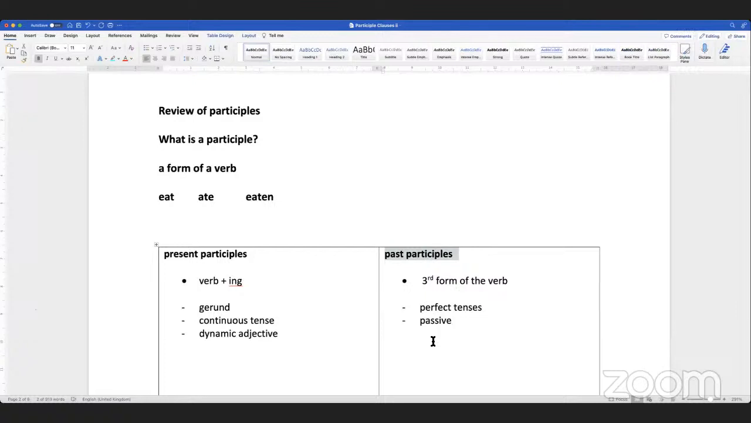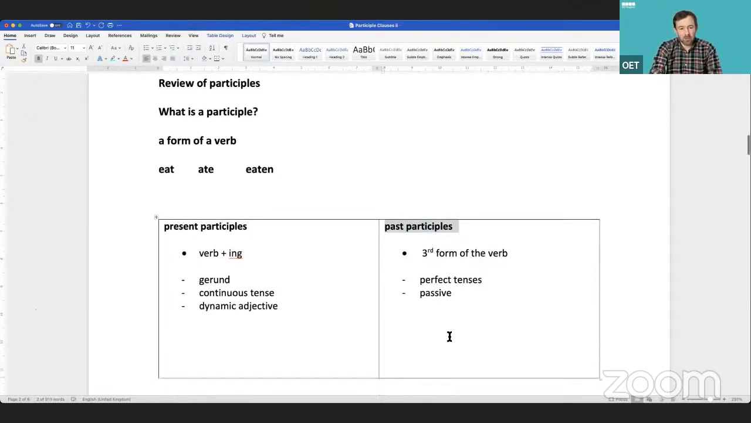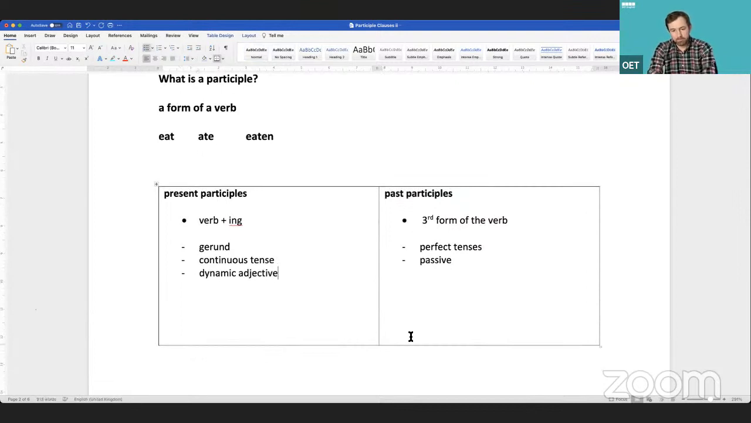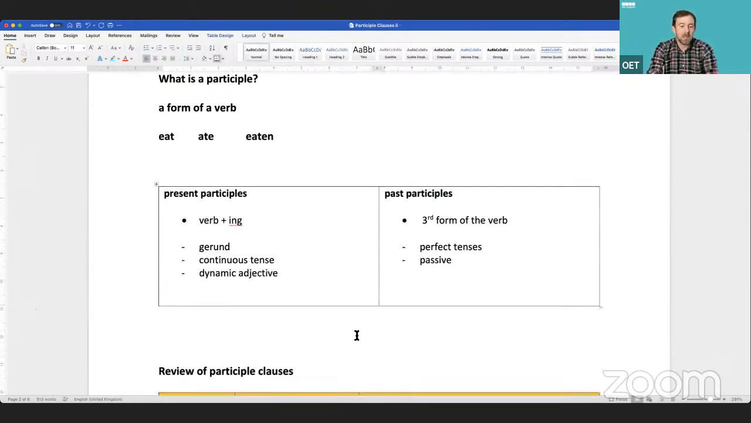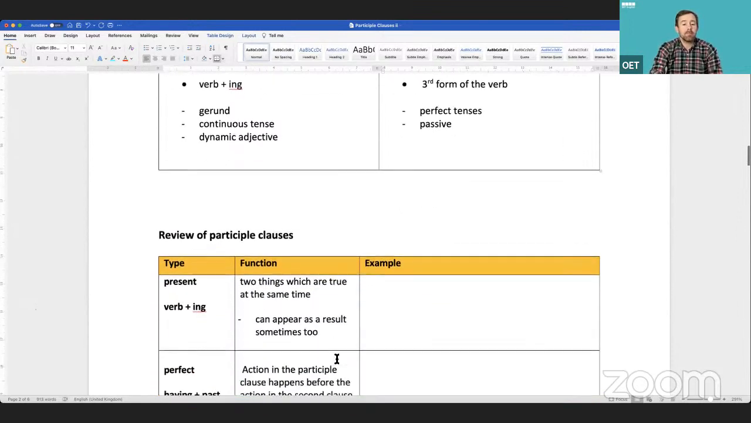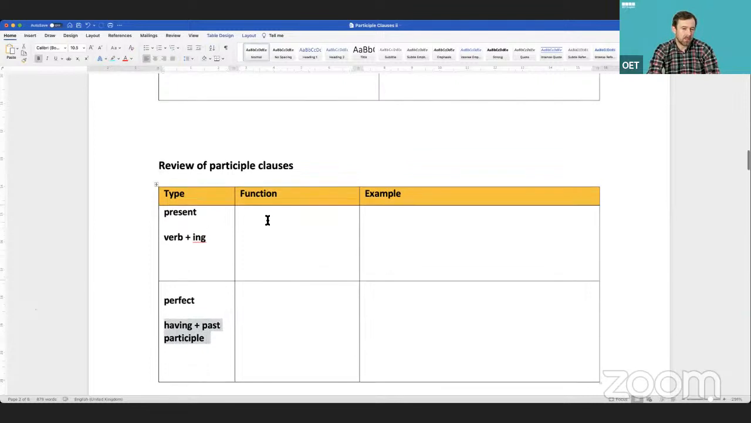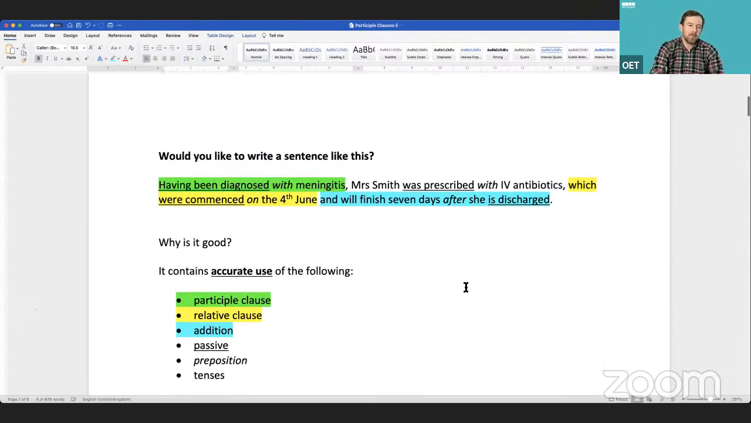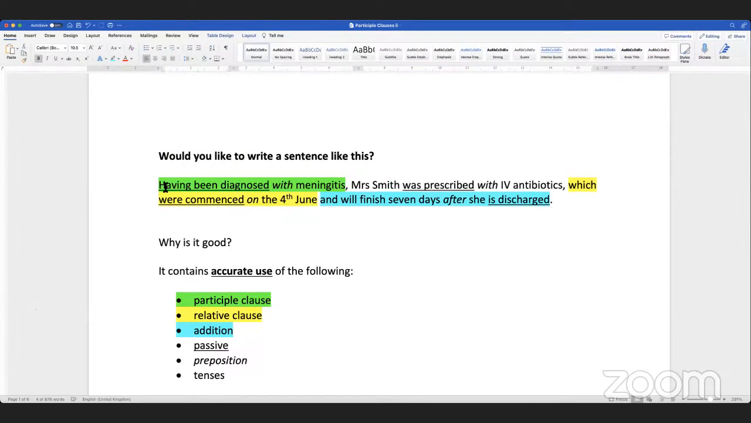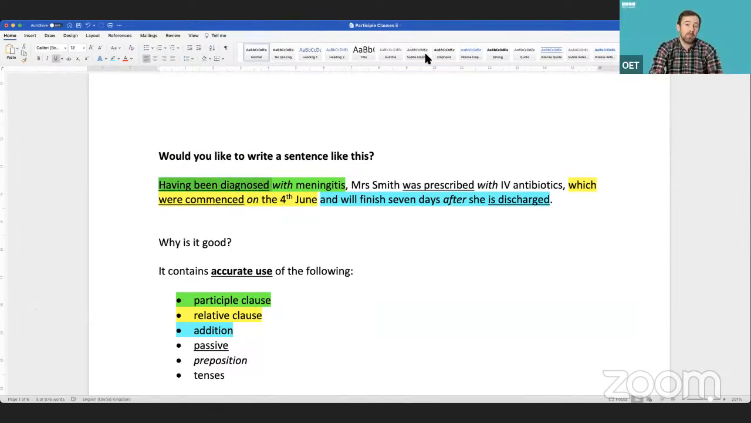All right. So let's go and have a look at some examples. We've got to just bear this in mind. We're going to look at two types: a present participle clause and a perfect participle clause. Now, the one that we did earlier, look at the two different forms. You've got verb plus ing, or you've got having plus past participle. Which one do you think we used here? Having. Yeah. That's called a perfect participle.